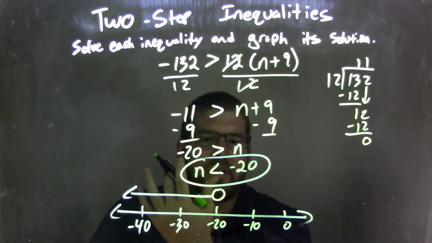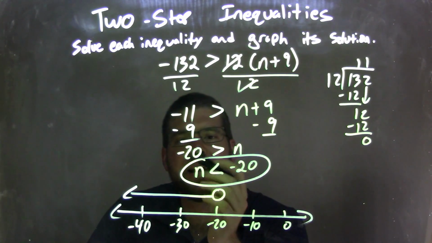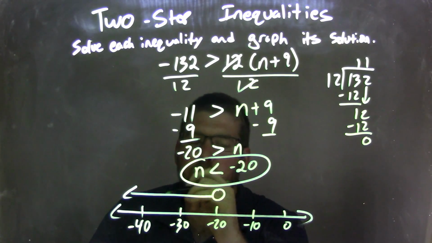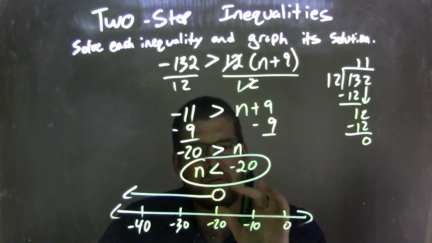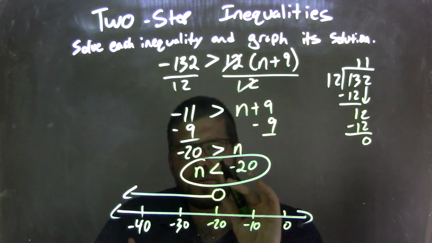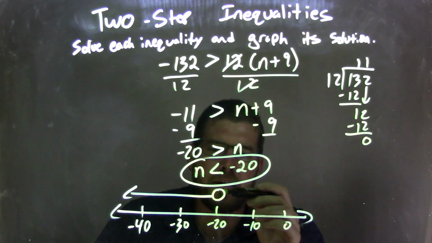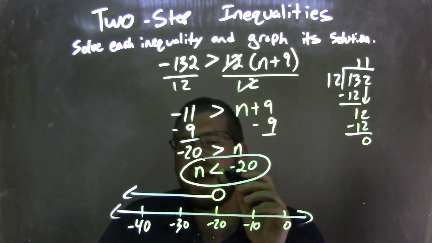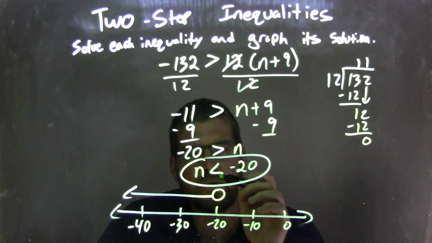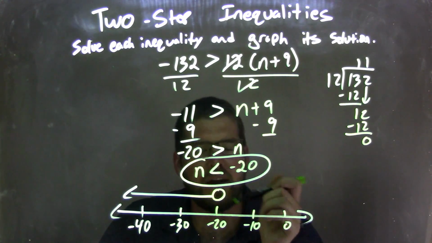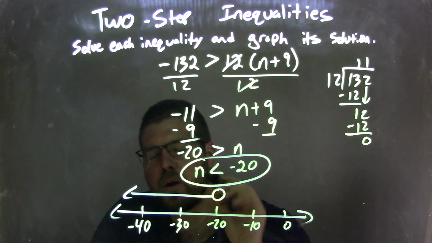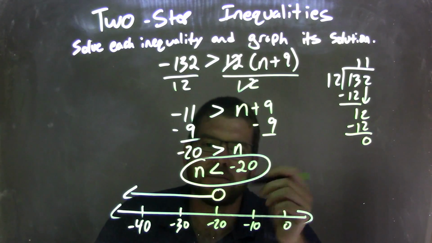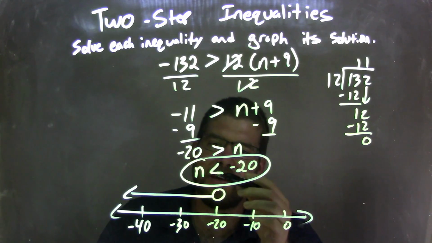Well, I wanted to rewrite this to have n come first, and so instead of writing negative 20 is greater than n, I wrote that n is less than negative 20. That helps me write up my graph now. So we have n isolated first, great, negative 20 right there. We have an open circle because it's not equal to, right, it's just less than. And the arrow to the left represents where n is less than negative 20. And so now my graph matches my final answer, which is n is less than negative 20.